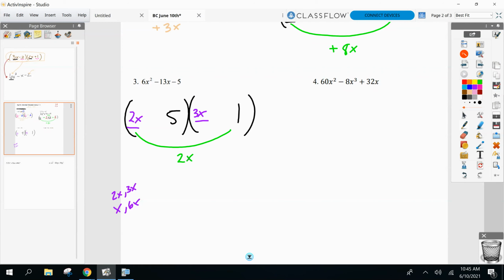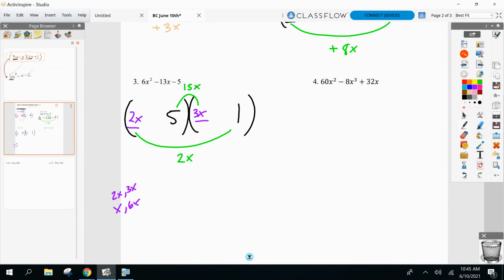2x. Inners? What's my middle term have to be? 13, right? Or negative 13. Can you guys get a negative 13 from 15 and 2? You think so? I think so. Everyone else agree?